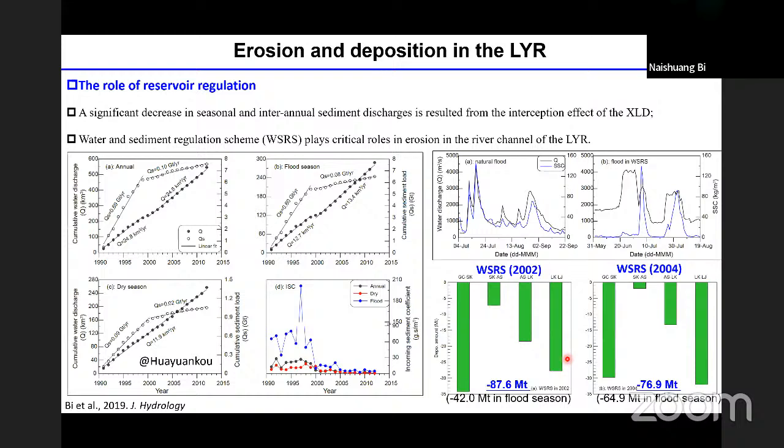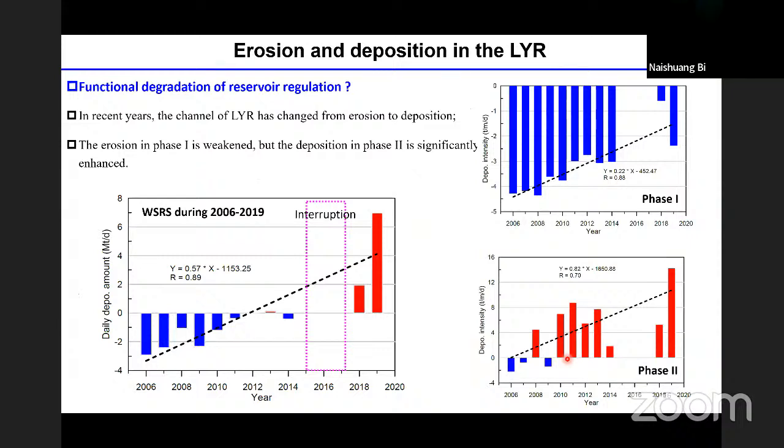when eroding lower Yellow River reaches. It is so important, so can the reservoir regulation maintain the continuous erosion in the Yellow River channel? Because we found that in recent years, the lower Yellow River actually shifted from erosion to deposition during one water sediment regulation scheme event. So this is the interruption of the water sediment regulation scheme because of climate change. This is the erosion shifted to deposition.